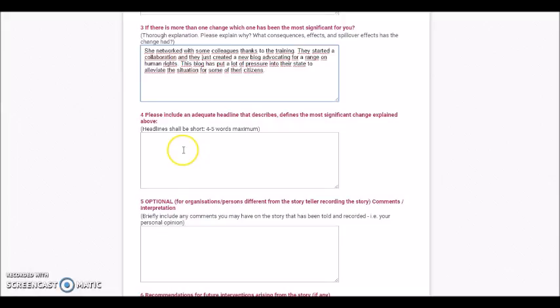Next question will be, please include an adequate headline that defines the most significant change explained above. This is more for you rather than for them. So in this case, it will be you. You can already say goodbye and thank them for participating in the question. It's very short and very easy going. So now for you, you just need to include a headline. Here we will say, networking advocating platform. That will be the headline.